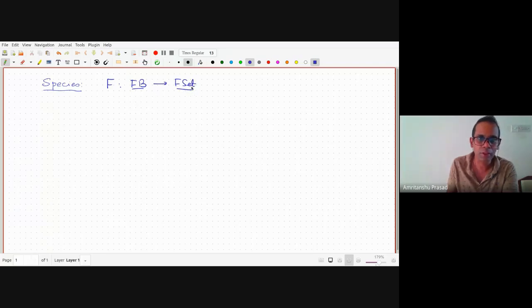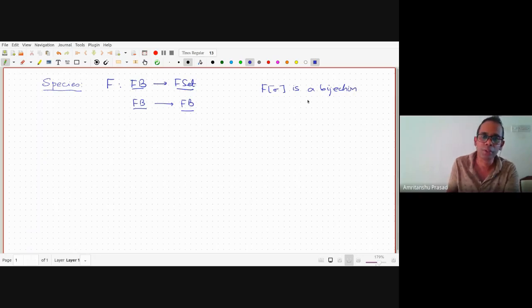Satish was just pointing out that equivalently you can take it as a functor from FB to FB, because in case you have a functor from FB to F set, its image lies in FB. So F of sigma, as we saw last time, is going to be a bijection, because F of sigma inverse is F of sigma inverse. So we can take it also to be from FB to FB.